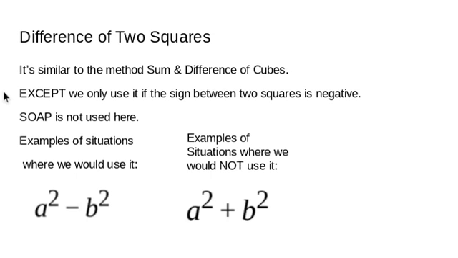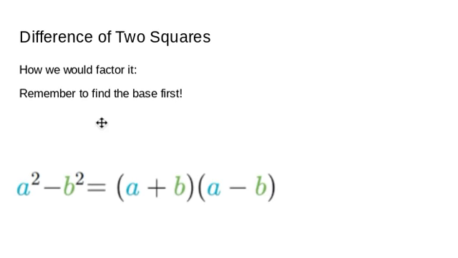Okay, the next method is difference of 2 squares. It's similar to the method sum and difference of cubes, except we only use it if the sign between 2 squares is negative. SOAP is not used here. Examples of situations where we would use it is a squared minus b squared, and examples of situations where we would not use it is a squared plus b squared. How we would factor it.